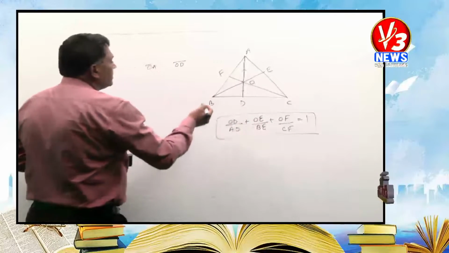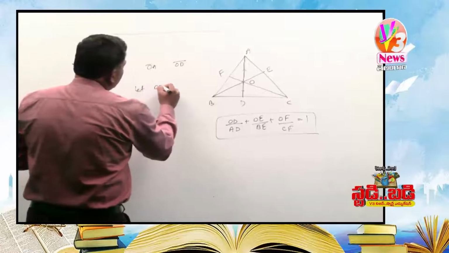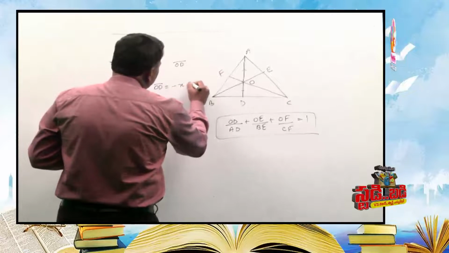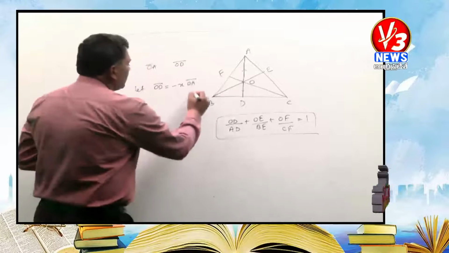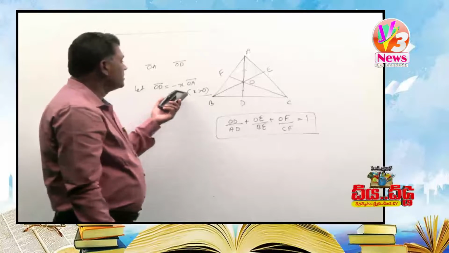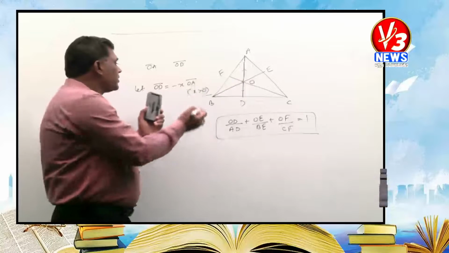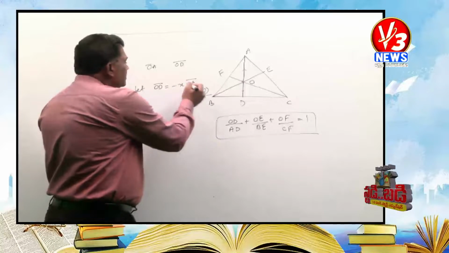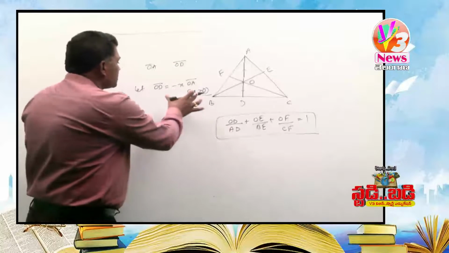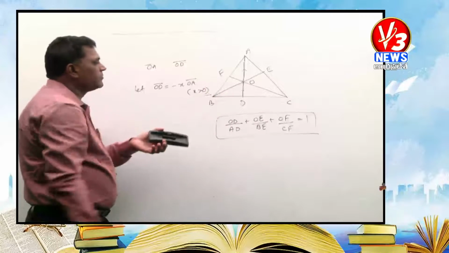So here I am writing, let us take OD bar equals minus x into OA bar, where x is taken as positive. Why am I taking minus x into OA bar? This minus indicates that these 2 are unlike vectors, in opposite directions. So I am just assuming this, and the rest of the things we can follow as usual.